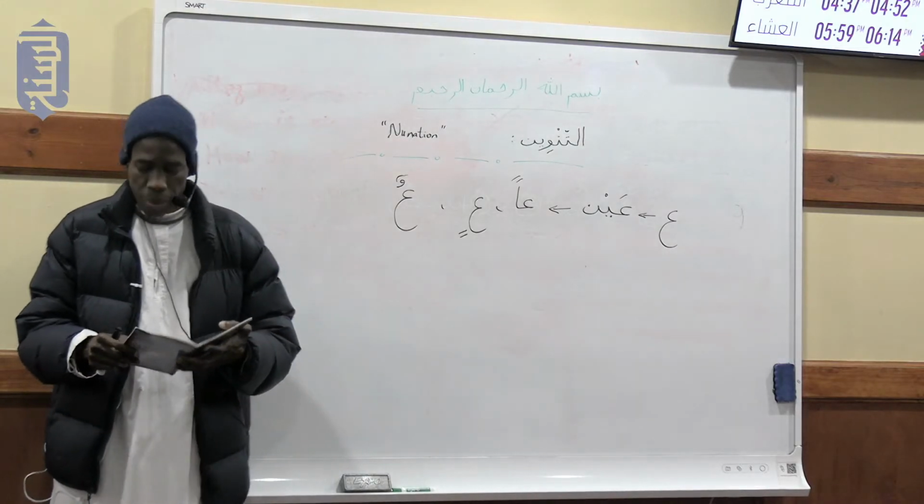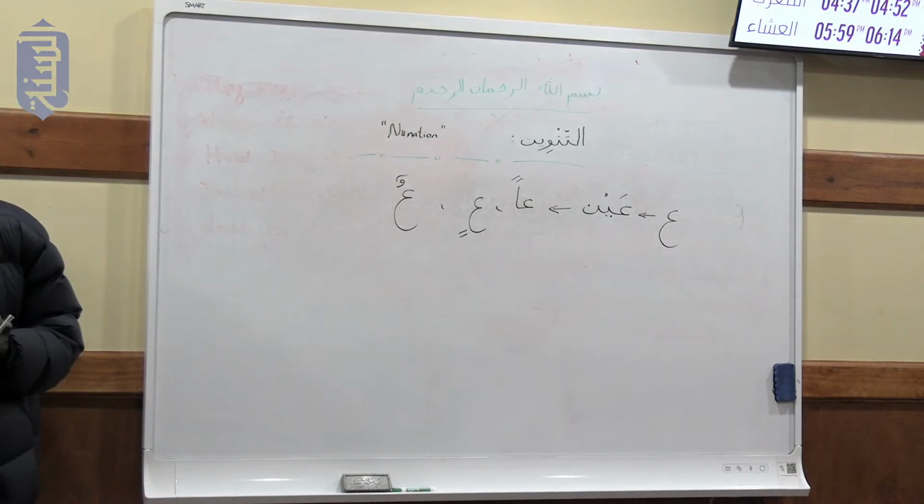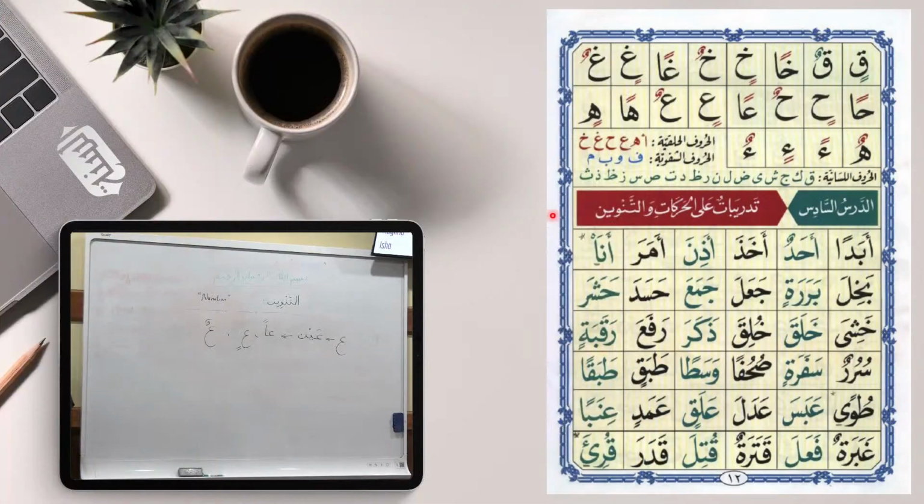Okay, so going back to the book. Ayn fathatan, an. An, not ayn. Ayn kasratan, in. Ayn dhammatan, un. An, in, un. Ayn fathatan, an. Ayn kasratan, in. Ayn dhammatan, un. An, in, un.